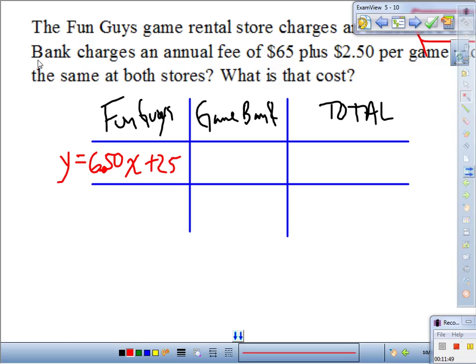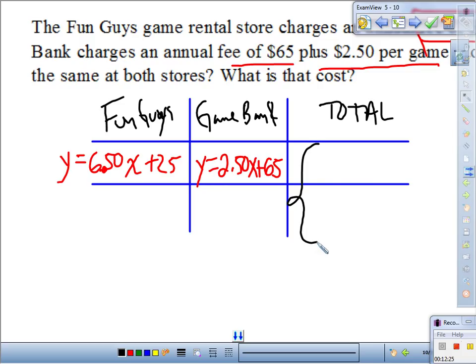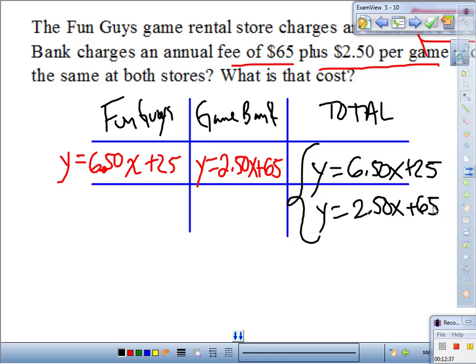Let's do the second one. Game Bank charges how much? $65 plus $2.50 per game. So write your equation here. Go. Let people think, please. All right, you should have written Y equals 2.50X plus 65. Hands if you got that. All right. So here where the total is at, we're going to write our system. What is my first equation? Y equals 6.50X plus 25. And my second one is Y equals 2.50X plus 65.